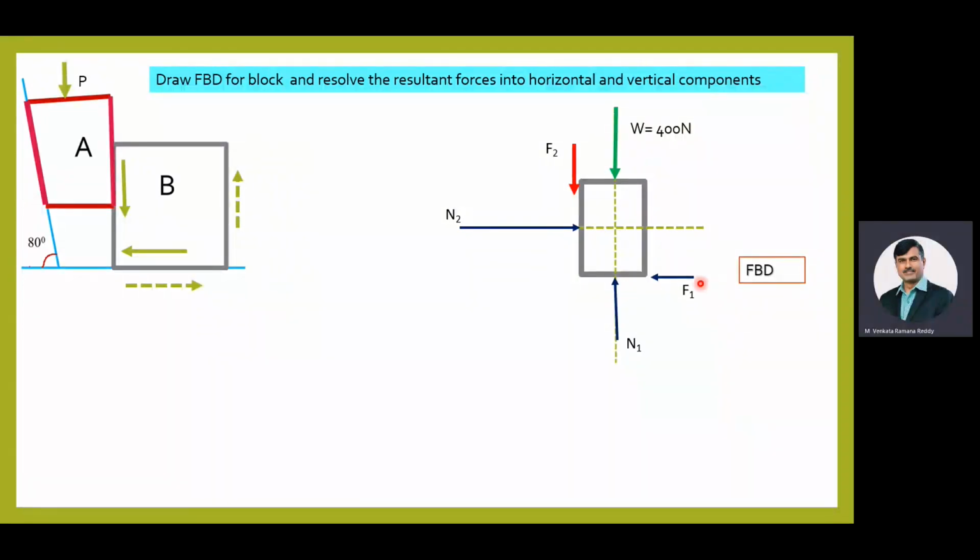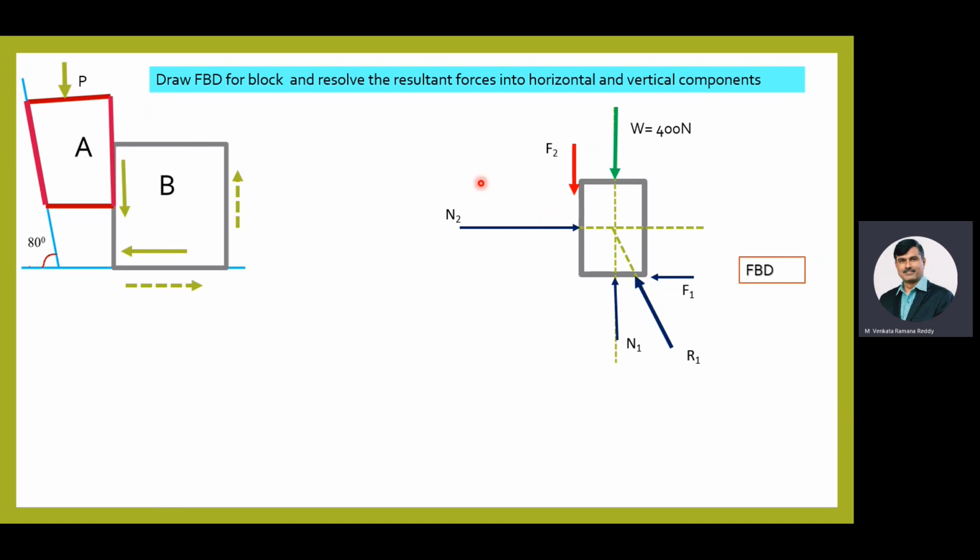Now we will draw the resultant forces for the normal reactive forces as well as frictional forces. First we will draw the resultant force for frictional force F1 as well as normal reaction N1. This is the resultant force R1. The resultant force R1 is making an angle, say 5 degrees, with the N1. Here the calculated angle of friction is equal to 11.30 degrees.